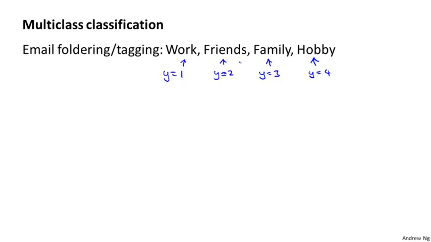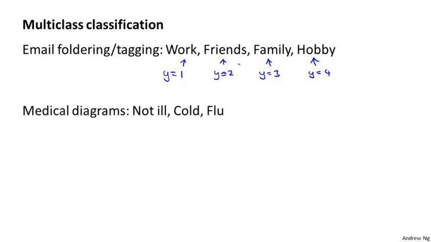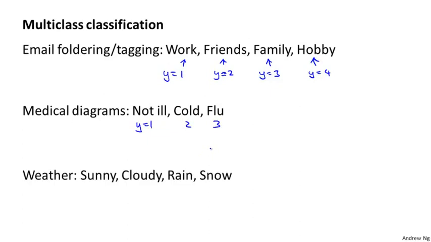And another example, for medical diagnosis, if a patient comes into your office with maybe a stuffy nose, the possible diagnoses could be that they're not ill, maybe that's y equals 1, or they have a cold, 2, or they have a flu. And a third and final example, if you are using machine learning to classify the weather, maybe you want to decide if the weather is sunny, cloudy, rainy, or if it's going to be snow.